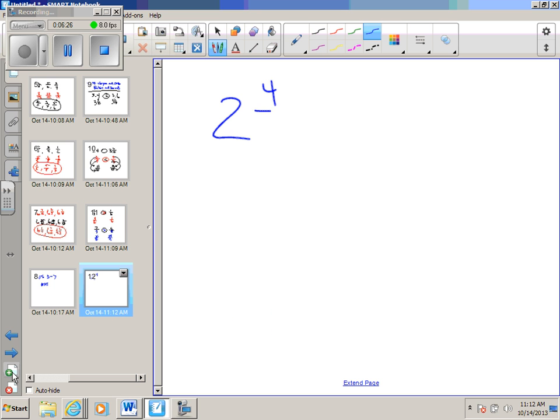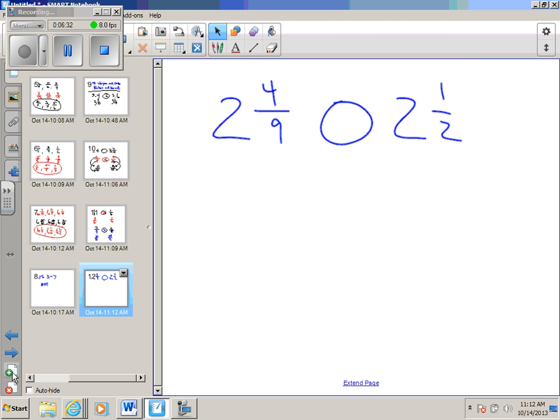Like, let's say 2 and 4/9 and 2 1/2. In this case, what is the first thing that you are going to compare before you do anything else, Mariah? The whole number. So now the whole number is 2 and it's 2. So they're the same. So now I'm forced to compare the fractions. So between a 9 and a 2, what are we going to use?